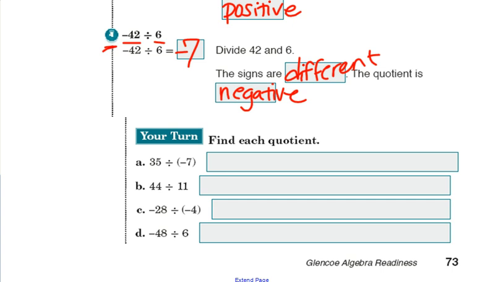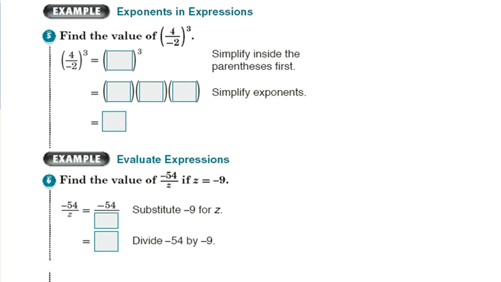Your turn. Find A, B, C, and D. Pause me here, see if you can figure it out. Okay, so you should have gotten negative 5, 4, 7, and negative 8. Let's move on to the next page.